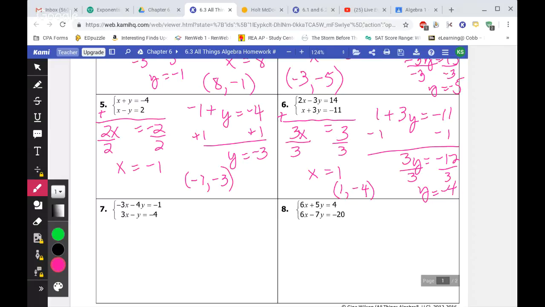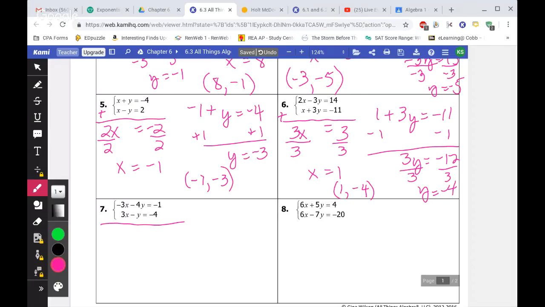Okay, number 7. What are the matching coefficients? Maybe that's a better way to ask it. What is the matching? 3. Good job, Eli. Are the signs the same or are they opposite? Opposite. Good job. Way to go, guys.